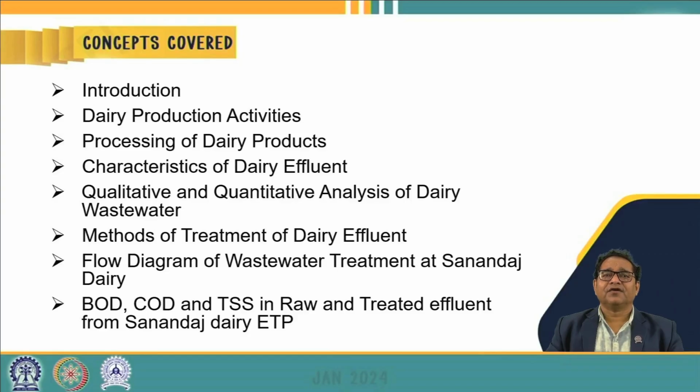dairy effluent, the wastewater. So we will be looking into the characteristics of the dairy effluent which will be generated, and then the qualitative and quantitative analysis of the dairy wastewater, and the method of treatment of the wastewater generated from dairy industry, along with the flow diagram and the various treatment techniques that can be used. And then we will be looking at the final quality of the treated effluent that is generated from the treatment process, what are the input characteristics and output characteristics. So we are going to deal with that one by one.